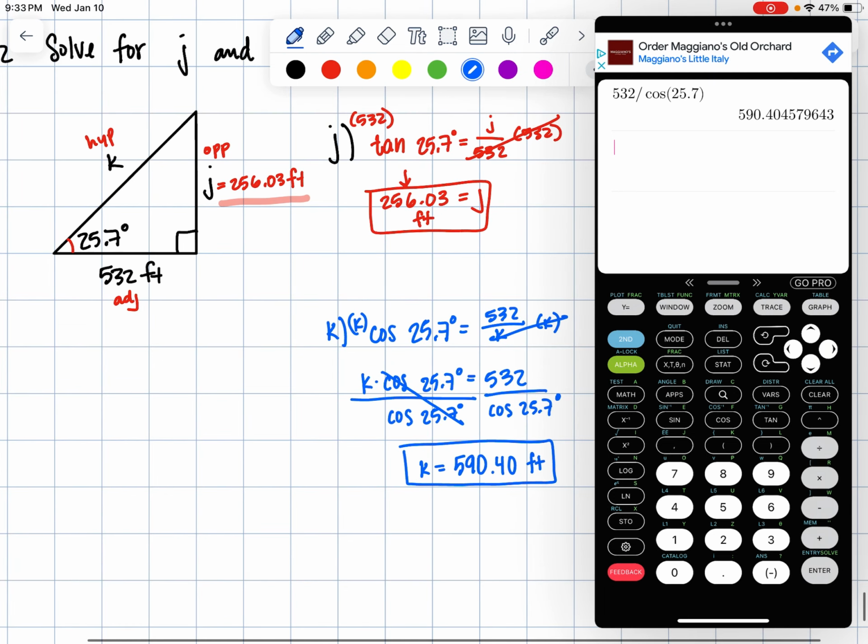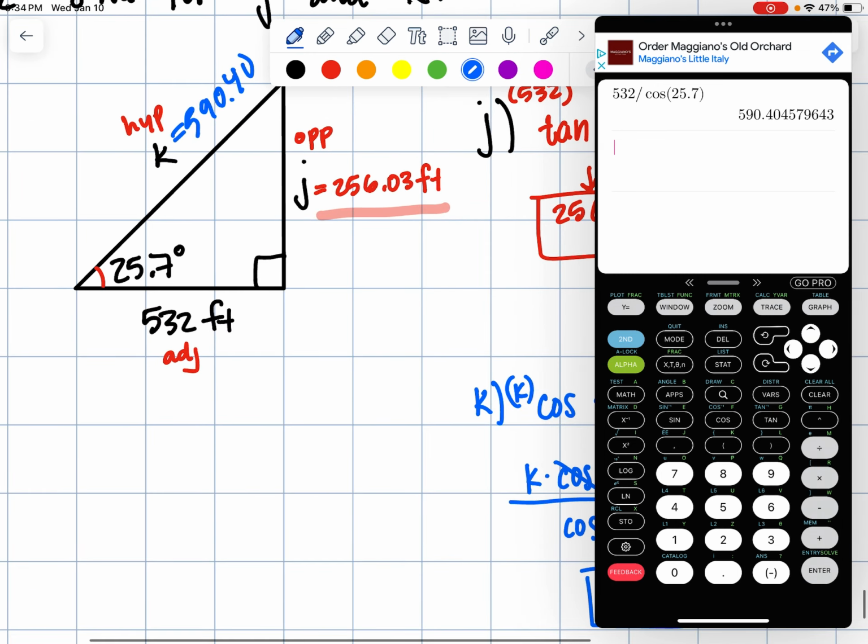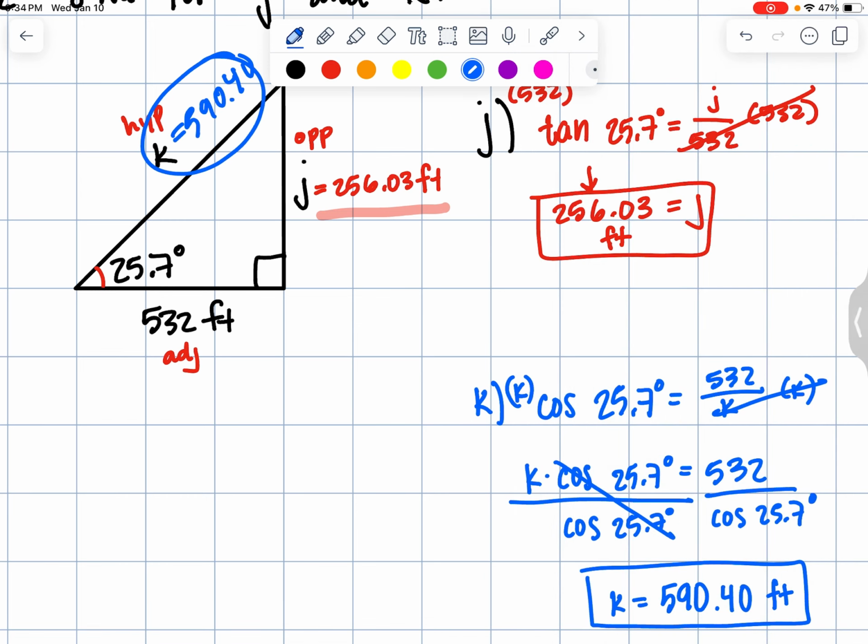This should make sense if you remember your geometry. This is the hypotenuse, which means it is the longest side, so it makes sense that it is larger than 532. At the same time, 25.7 is the smallest angle, and this is the smallest side. This is directly opposite of the smallest angle. Those are paired off, so that should be the shortest side.